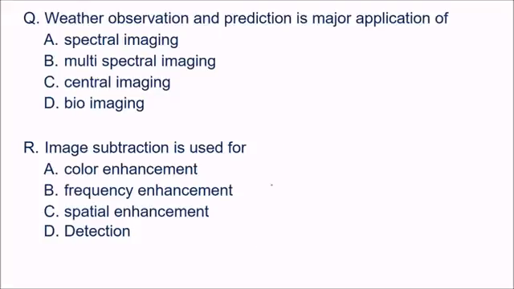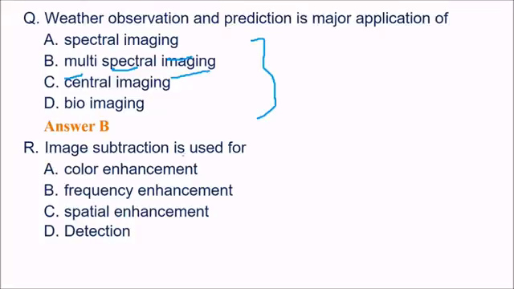Next is, weather observation and prediction is a major application of what? And you got it right. The answer is multispectral imaging. Weather observation and prediction is a major application of multispectral imaging.